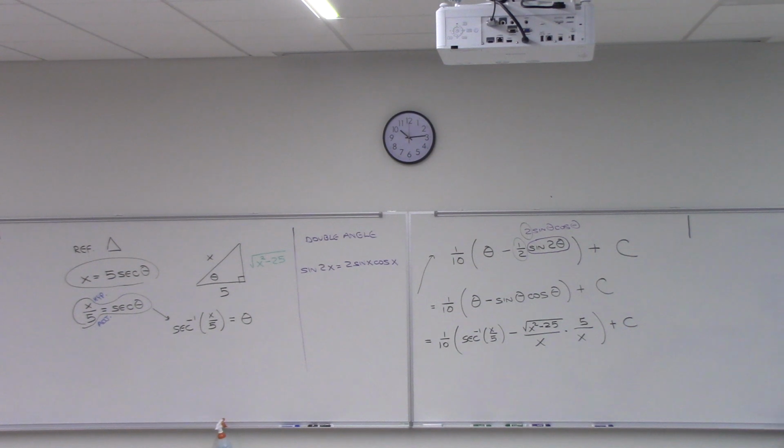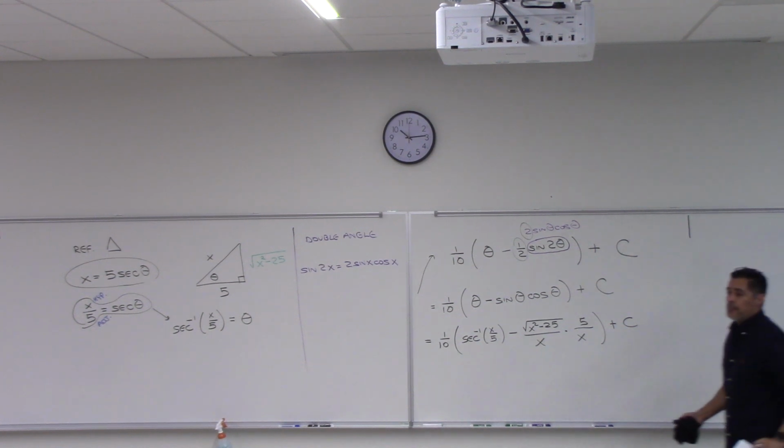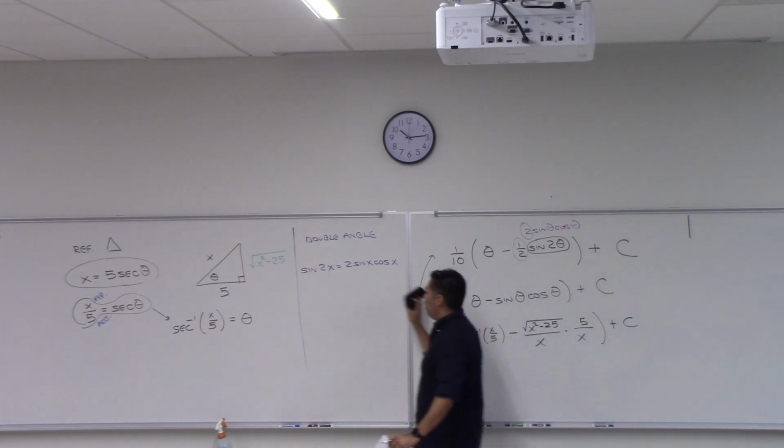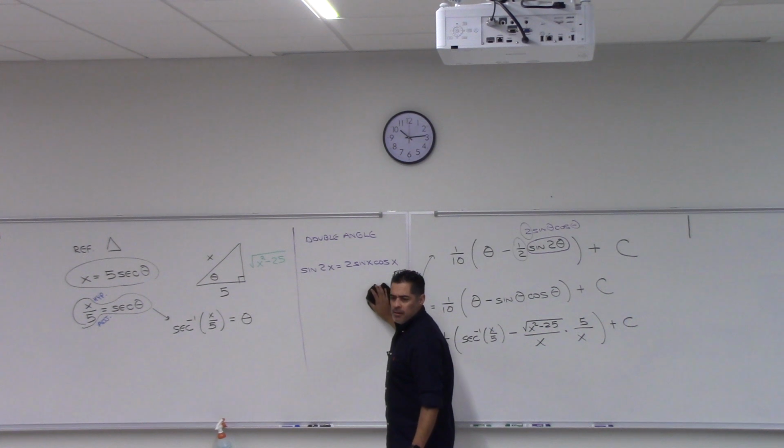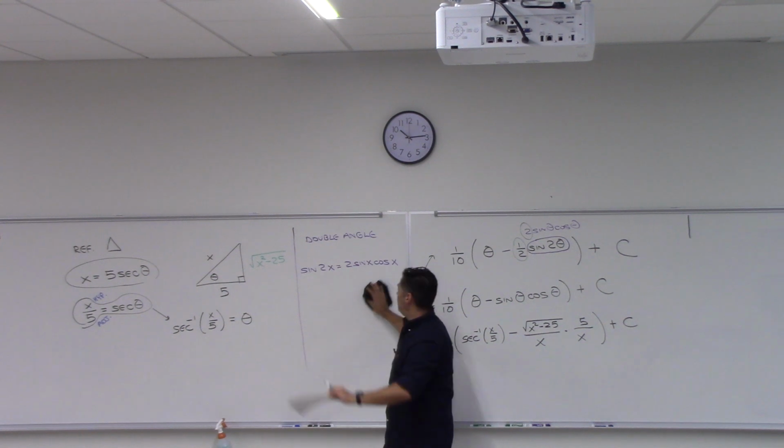All right, I have 5 or 6 examples. Yes? The double angle formula, is that on a formula sheet? Yes, it is. I think it's on the trig page. Reference page 2, it's on the bottom right-hand corner, right above the half angle.